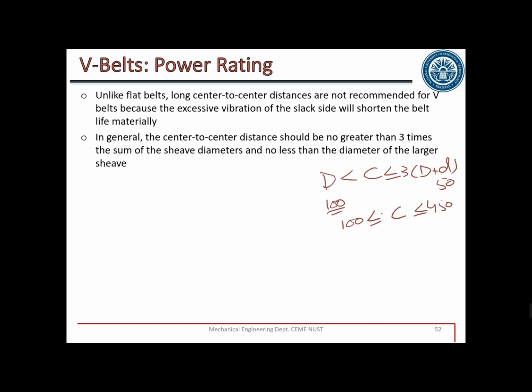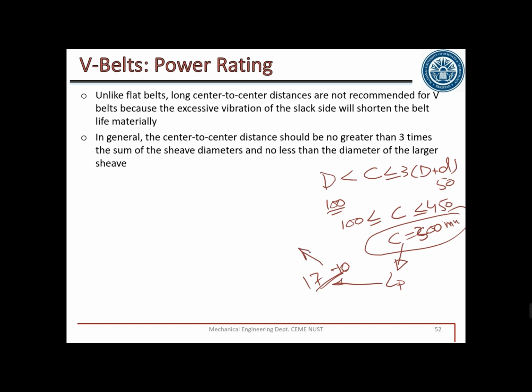So C will fall between 100 and 450. If you want to guess any value of C for your question, I will suggest you to use a value in between. An in between value will be around how much? Around 300. So if we take calculation for C equal to around 300 mm, for this 300 mm you can calculate LP. For this LP you can go to table 17-10, I think. And from that you select a belt, either B type, C type, D type, any type of belt. It depends on the question, on the data given.